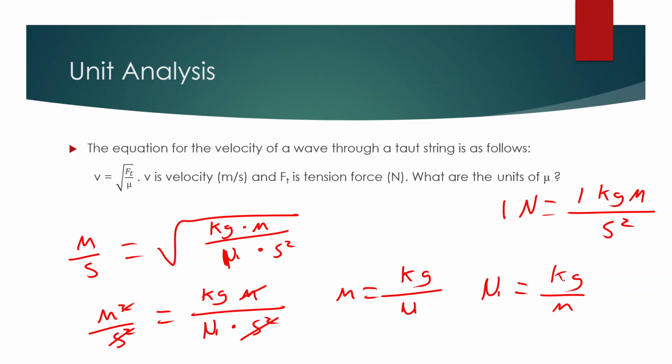So mu is, in fact, what we would call linear density, the linear density of that taut string in kilograms per meter. So that is how you go about analyzing units. And again, absolutely critical to know that 1 Newton is equal to 1 kilogram meter per second squared. All right, so I hope you have enjoyed this video on unit analysis, and I will see you next time.